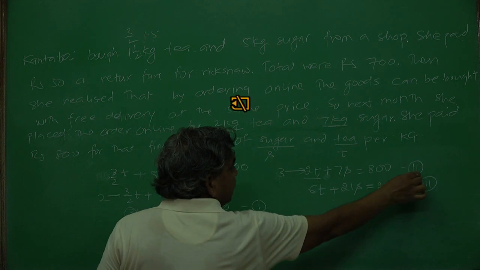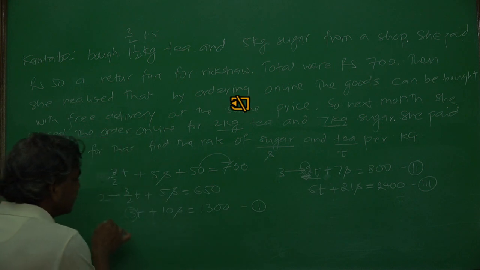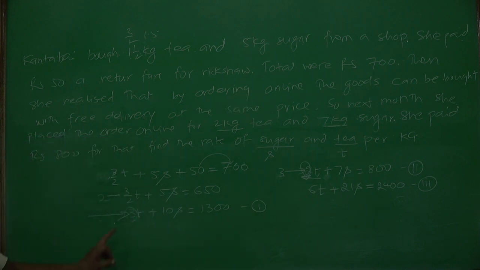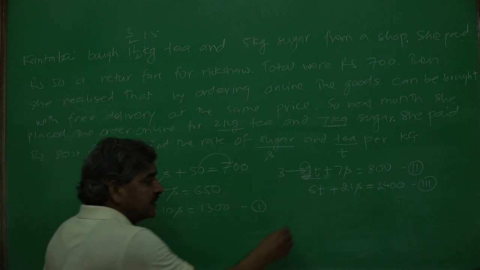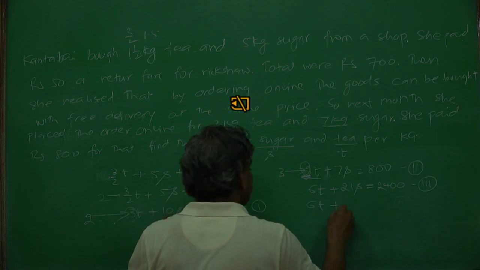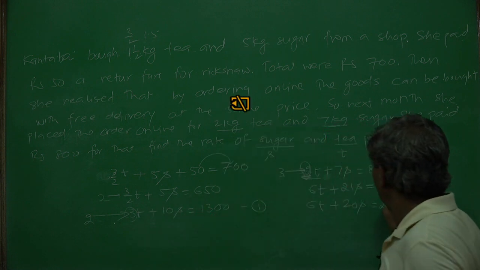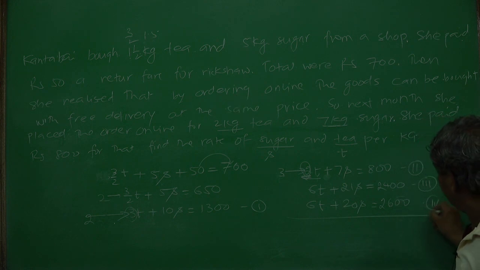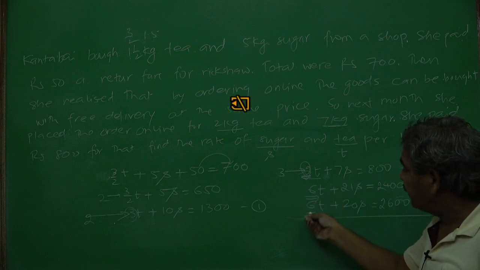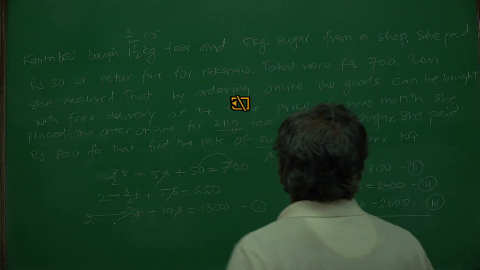Now in equation 2, the coefficient of T is 2. Multiply by 2 on both sides of equation 1. If I multiply by 2 on both sides of equation 1, the new equation will be 6T plus 20S is equal to 2 into 1300, that is 2600. Now you can confirm, here I generated two new equations in which the coefficients of T are equal. Yes, it's correct, and that is my requirement. Now subtract the equations.